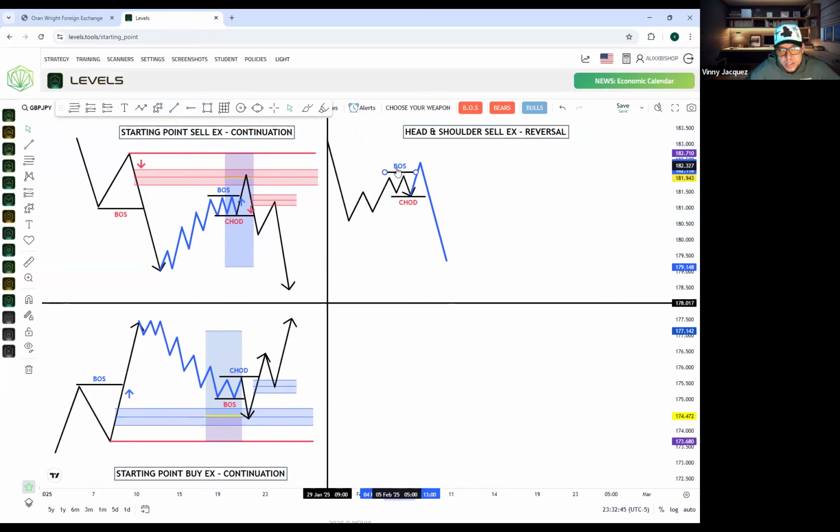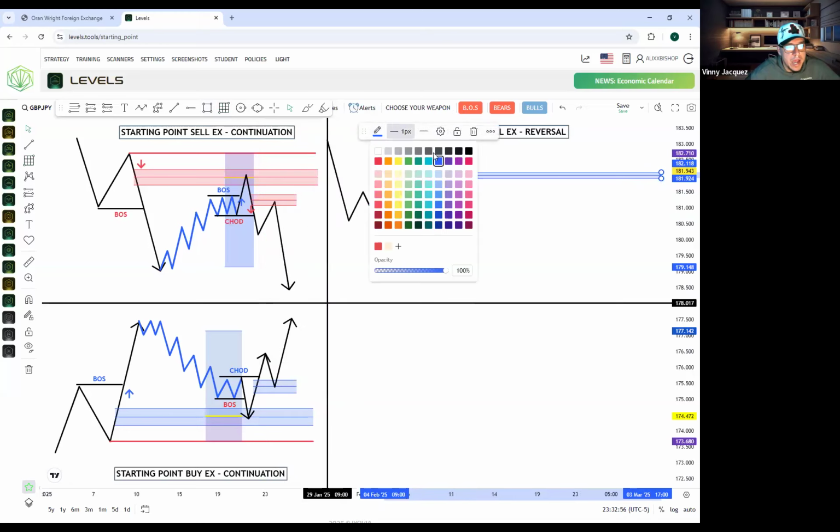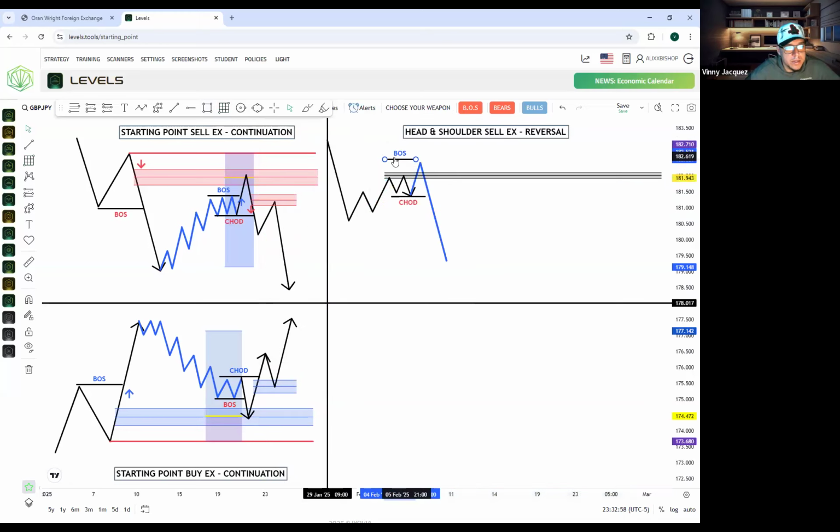our entry zone is going to be the last BOS, right? So we want to go from the highest wick to the closest body. And I will show you that on the charts. From the highest wick to the closest body. So what do I mean by that?